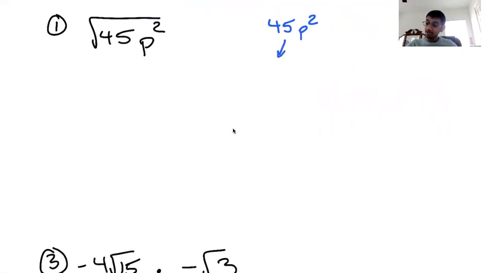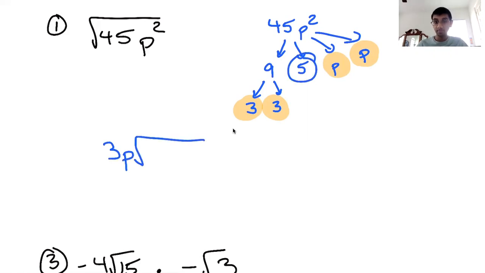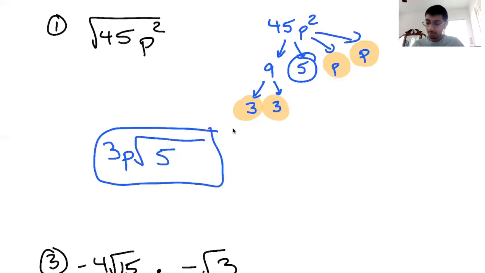So 45 could break down into 9 times 5, and I'm just going to leave the p squared over here. Or actually, I'll break down the p into p times p, right? Because technically, p times p would get me to p squared. Okay, and then from there, 9 breaks down into 3 times 3. Now let's look at this and see what is repeating. So we have 3 times 3 repeating, and we have p times p repeating. Good. Okay, so basically we're going to put 3p on the outside of our radical, right? And then what's remaining? The 5, right? This 5 right here is the only thing that's left. So we put the 5 over here, and that'd be our answer right there. That was it. Not too bad at all.